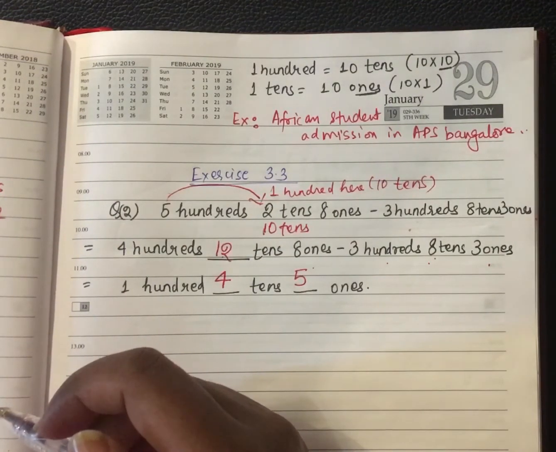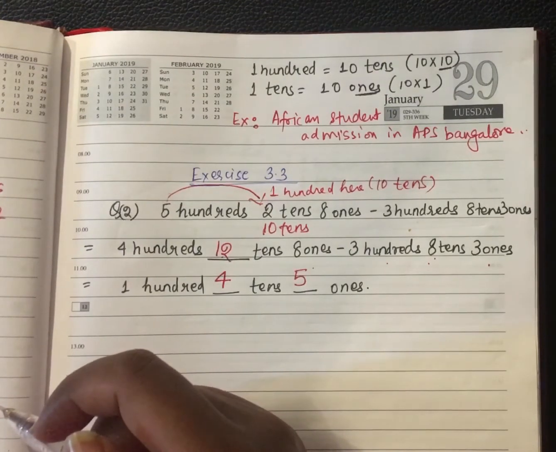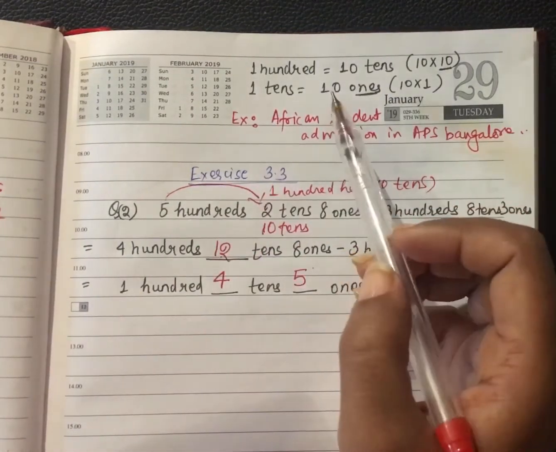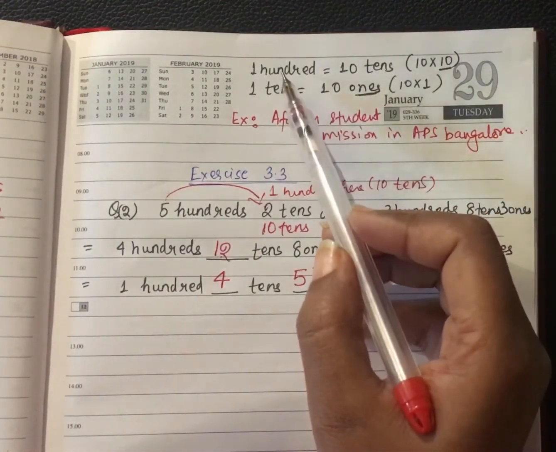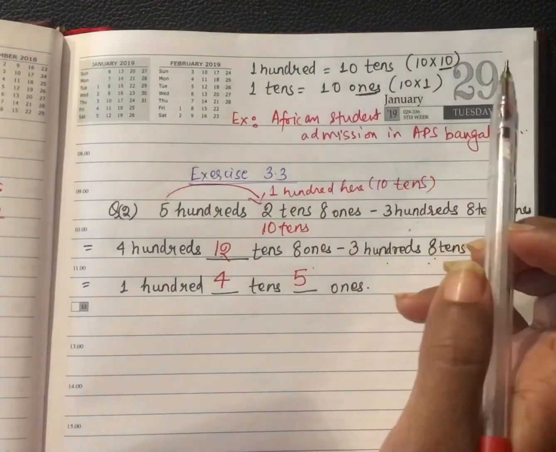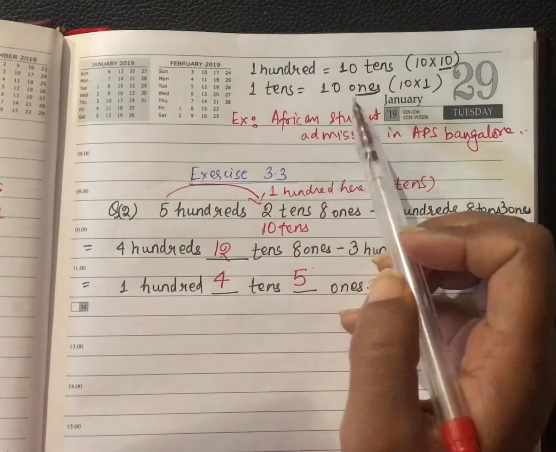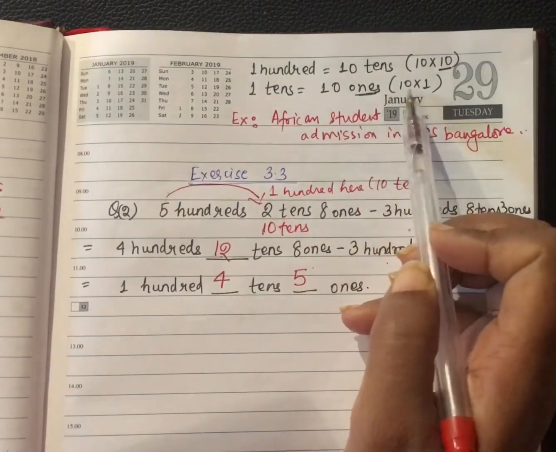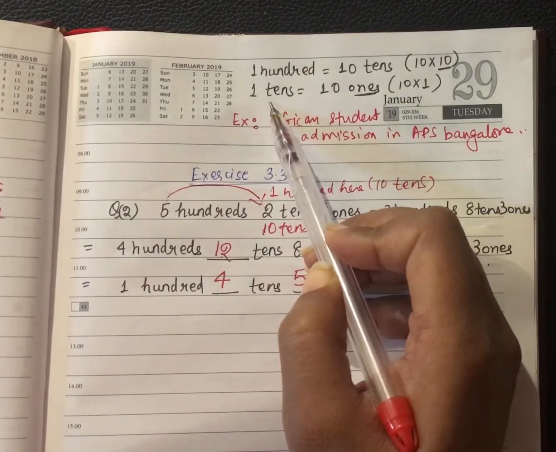So children, before we jump on to the problem, I want you to recall the equation which we have discussed and talked about many times in the class: how many tens are required to make 100? So 10 tens are required to make 100, right? Similarly, how many ones are required to make 1 ten? So 10 ones are required to make 1 ten, right?